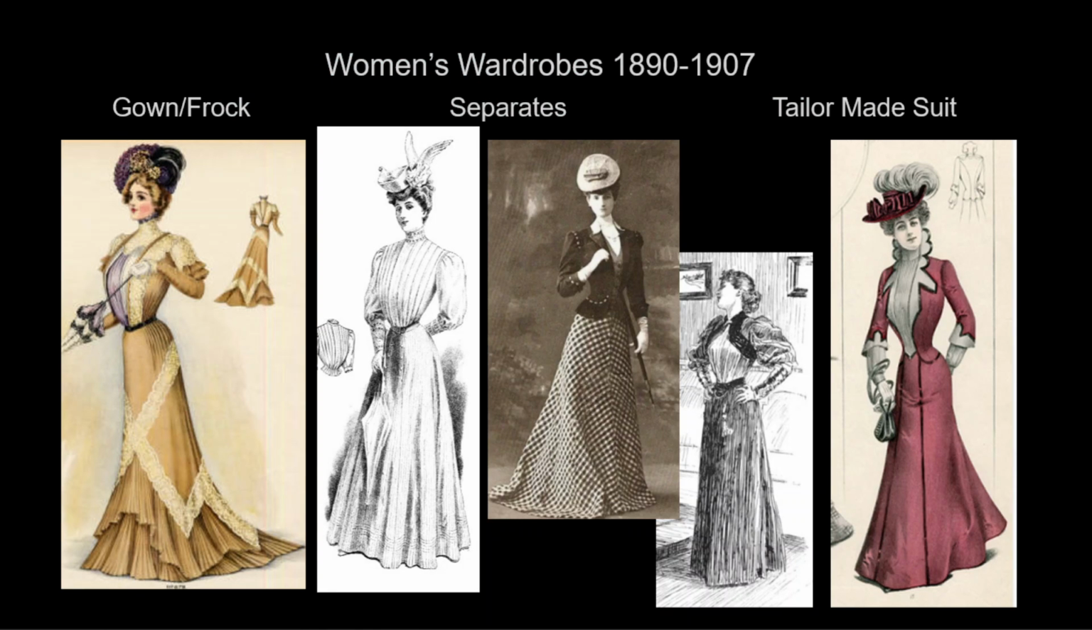To summarize, women's fashion in the Belle Epoch. Women had 3 ways of dressing from 1890 to 1907, offering choices to suit a woman's personality or the occasion. The first is the dress, gown, or frock, consisting of a matching bodice and skirt, or a dress sewn together at the waist. Separates consist of a skirt and shirtwaist, with the possible addition of a bolero or other jacket. The third choice is the tailor-made suit, a matched jacket and skirt with a shirtwaist or blouse.